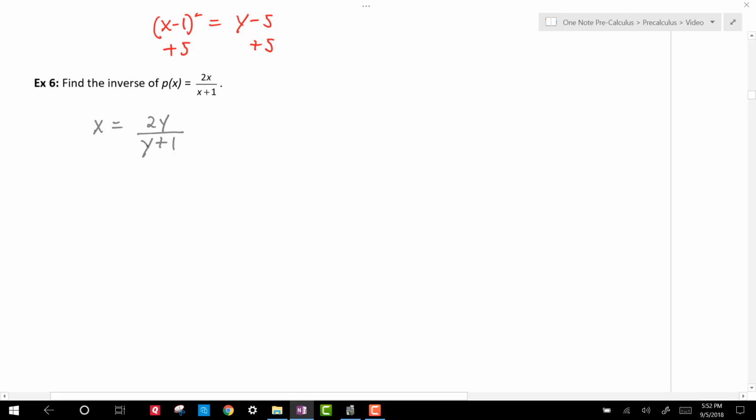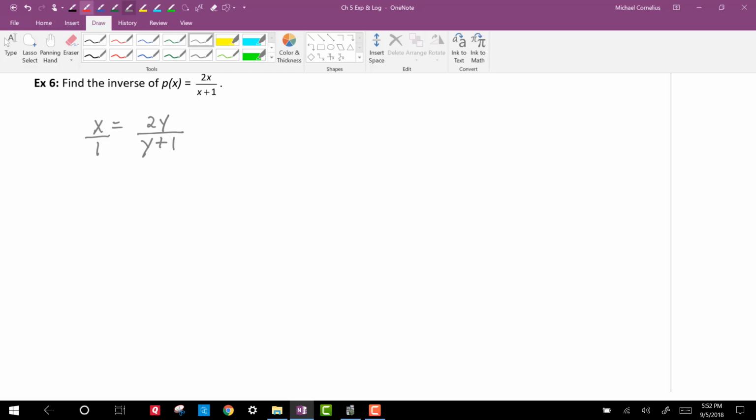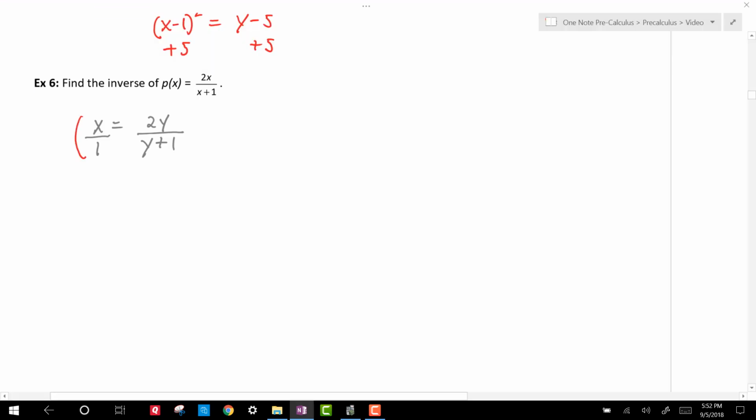In order to get the y, first of all, I got to get this y plus 1 out of the denominator. The only way I'm going to be able to do that is if I multiply both sides of this equation by y plus 1.